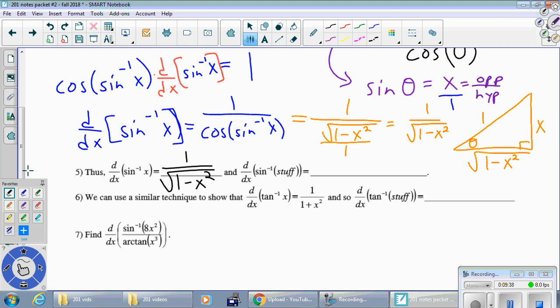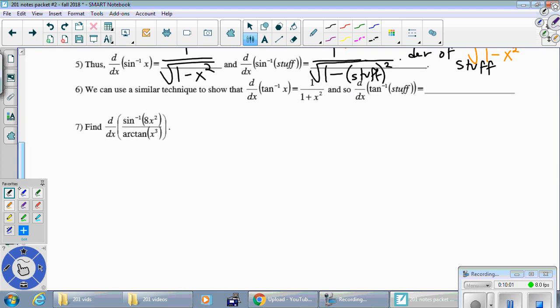Inverse sine of stuff, the derivative of that is 1 over the square root of 1 minus, but then instead of x squared, it is stuff squared. But then at the end, times the derivative of the stuff. And again, note that I am intentionally putting this above. That derivative of the stuff for sure is on the top if you're going to make a single fraction. It is not downstairs.